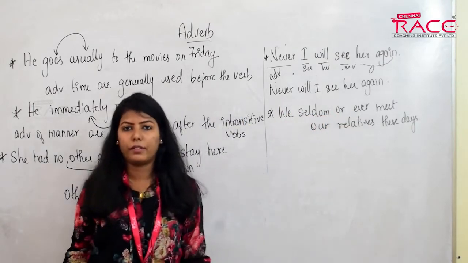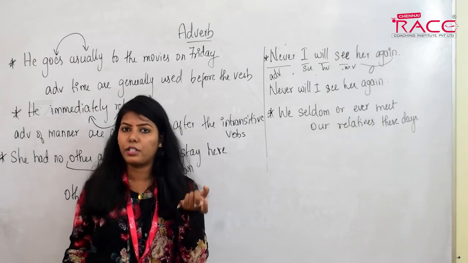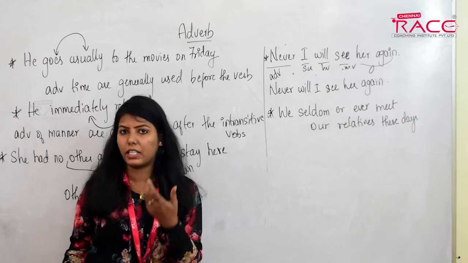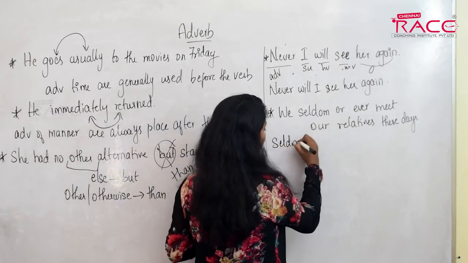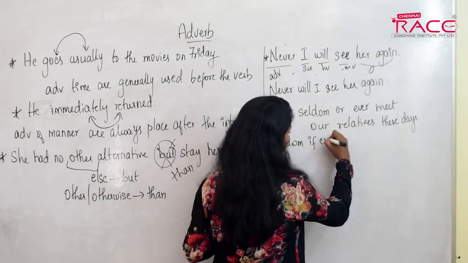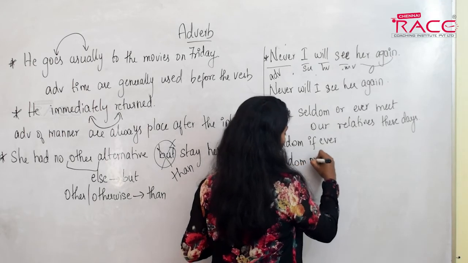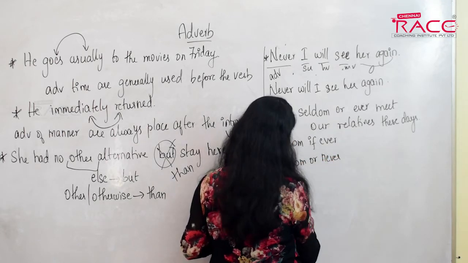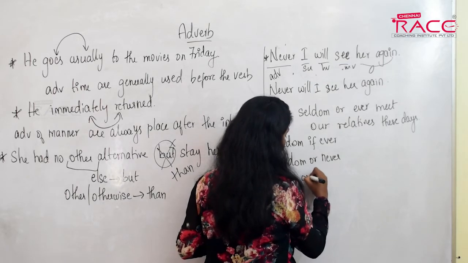Okay, first of all, there is a definite phrase. It must be followed together. If you change any one of them, it will be grammatically wrong. For example, we have seldom, if ever. Okay, or we have seldom or never. We have little or nothing.